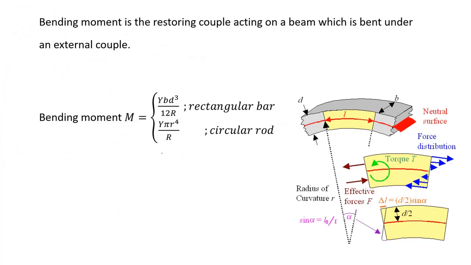Similarly, for a circular rod, the bending moment M is equal to Y into pi into r to the power 4 divided by R. Here small r is the radius of the circular element and R is the radius of curvature.